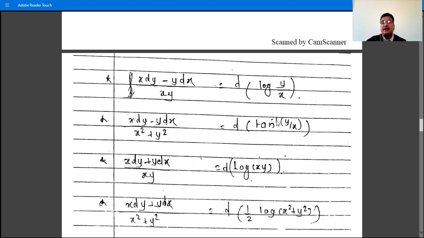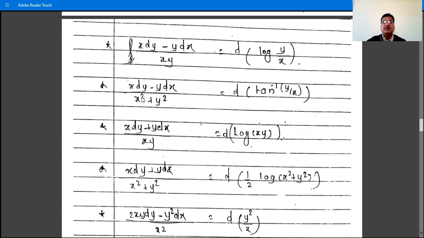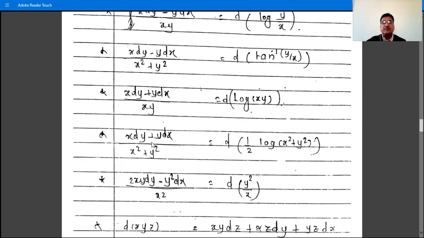So find the derivative of tan inverse y by x. It is 1 by 1 plus y square by x square into the derivative of y by x. And after simplification, we have this answer: x dy minus y dx divided by x square plus y square. And if there is a plus sign, divided by x square plus y square, then adjust 2.